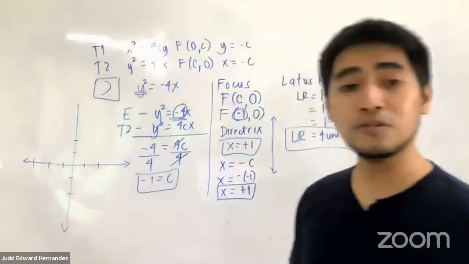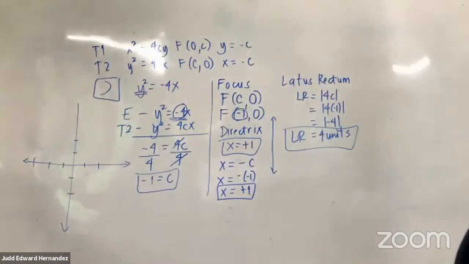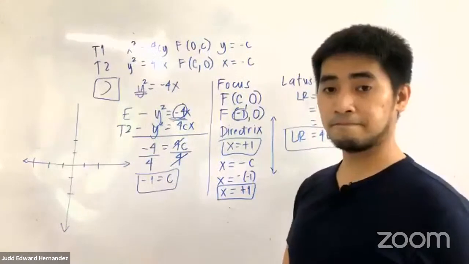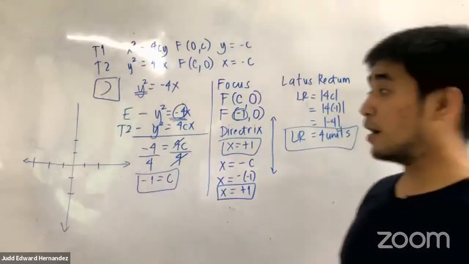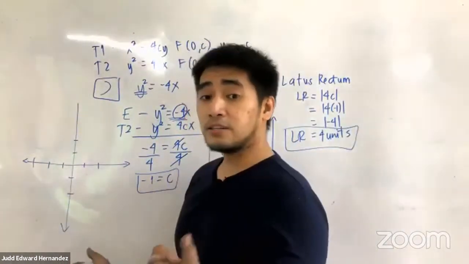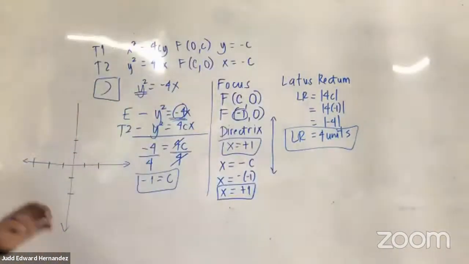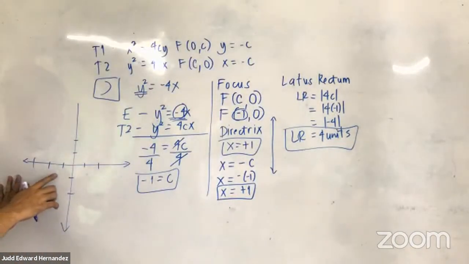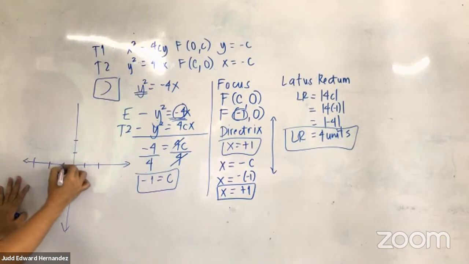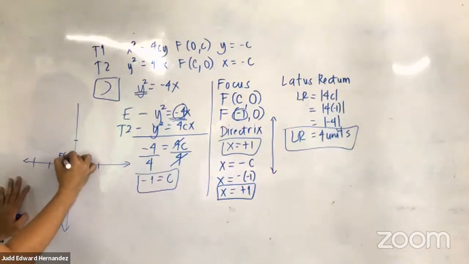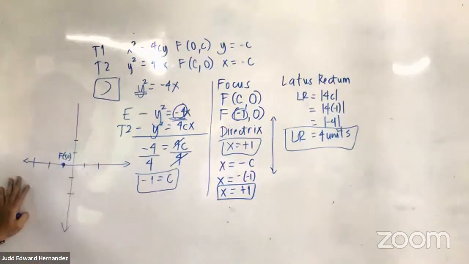Okay, where is the focus located, guys? Negative 1. The x-coordinate is negative 1. Therefore, this is the focus. Its location is negative 1, 0.